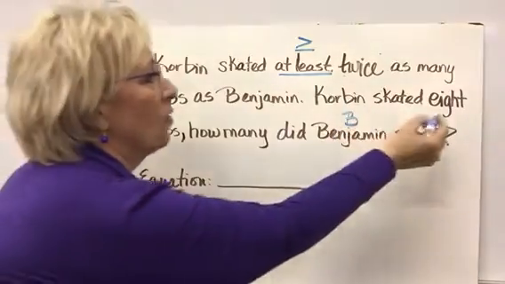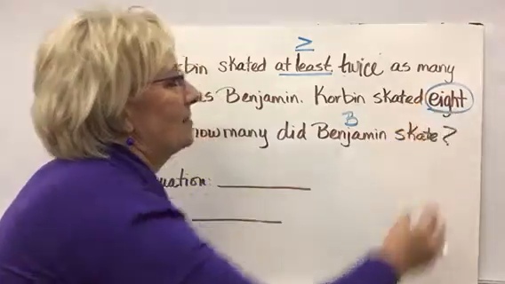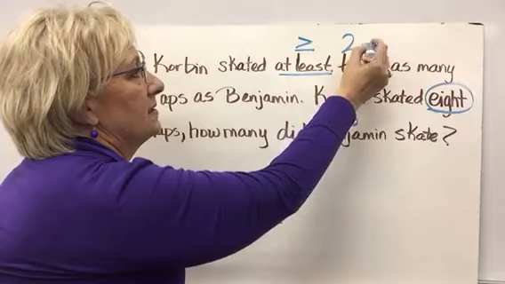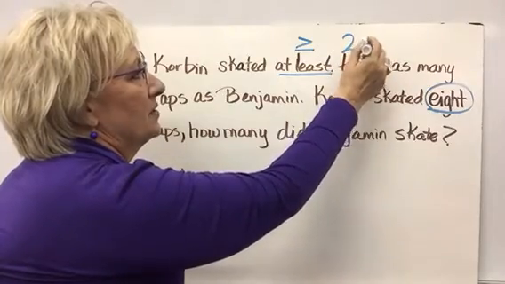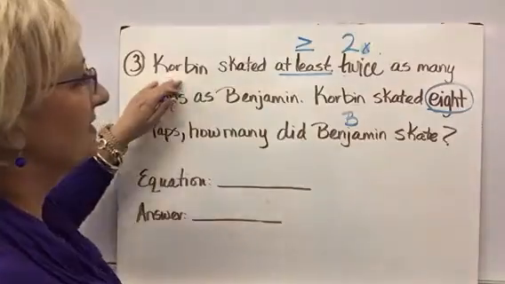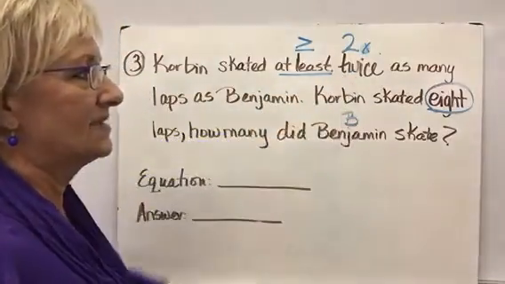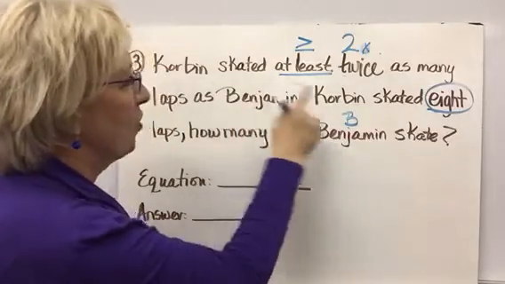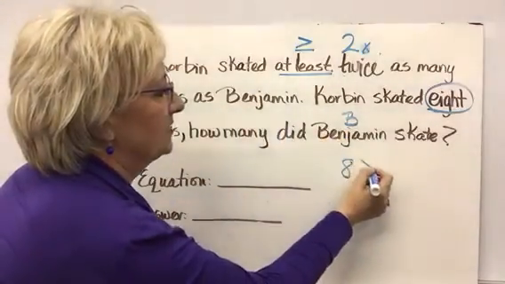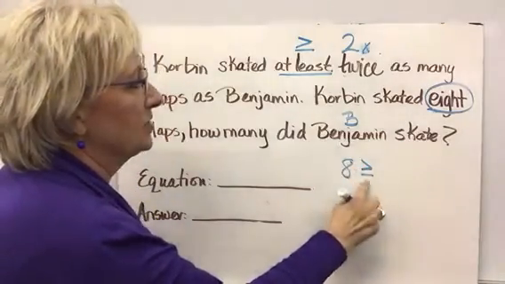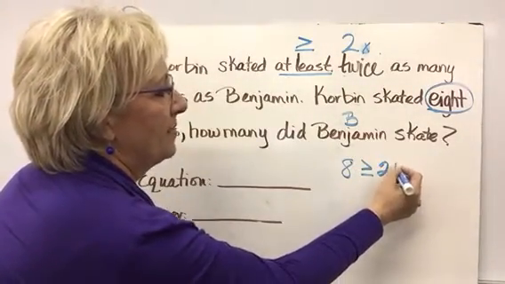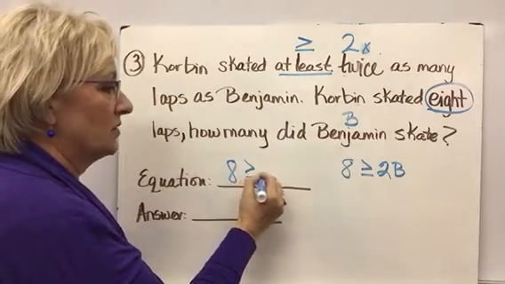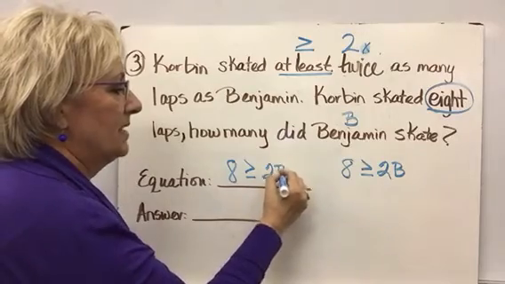We also know that Corbin skated 8 laps. And this is going to be 2 times. I'll put the little multiplication sign there. Corbin skated at least 2 times as many laps as Benjamin. So if we know that Corbin had 8 laps and he scored greater than or equal to 2 times the amount that Benjamin scored, we're going to write our inequality as 8 is greater than or equal to 2 times B.